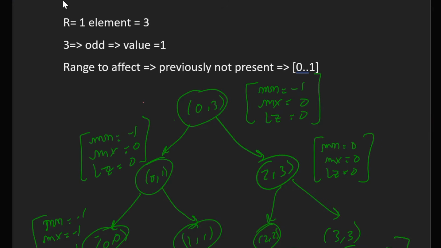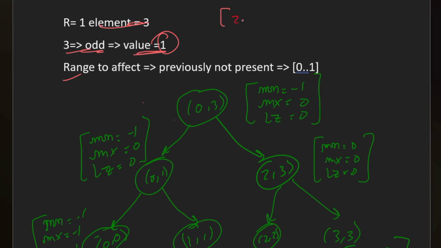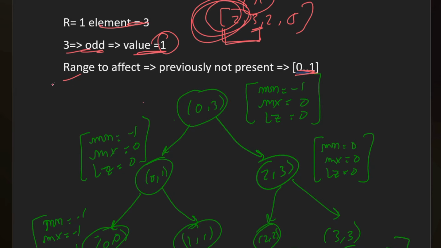Okay, so now our r is equal to 1, that is the new element that we have to add is 3. So as 3 is odd, what will be our value? Our value will be 1. So if you see what our array is, 2 3 2 5, right? There is no 3 present before this current r. So what will be the range that it will be affecting? It will be affecting all the ranges from 0 to 1. So we get our range that will be affected, 0 to 1.